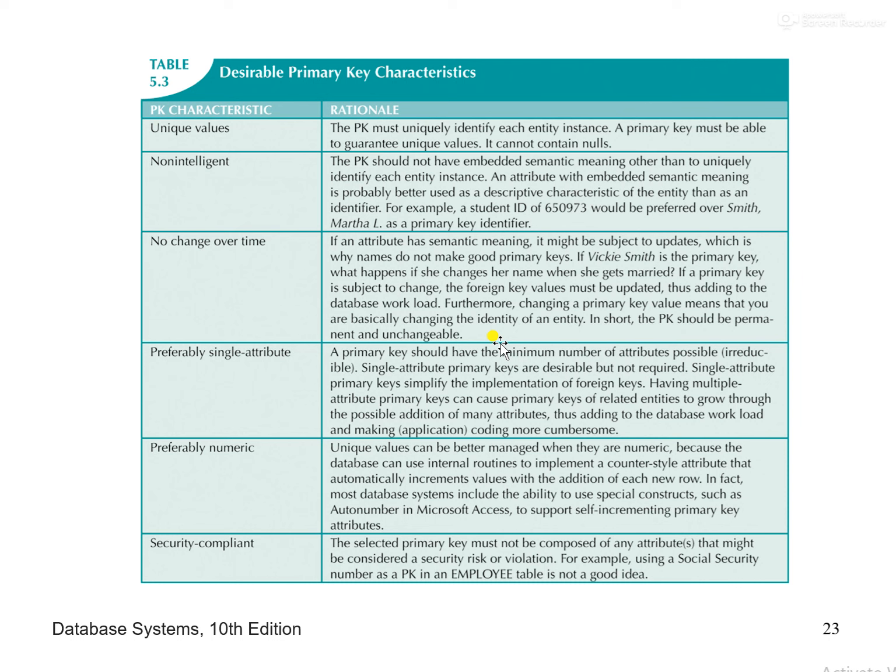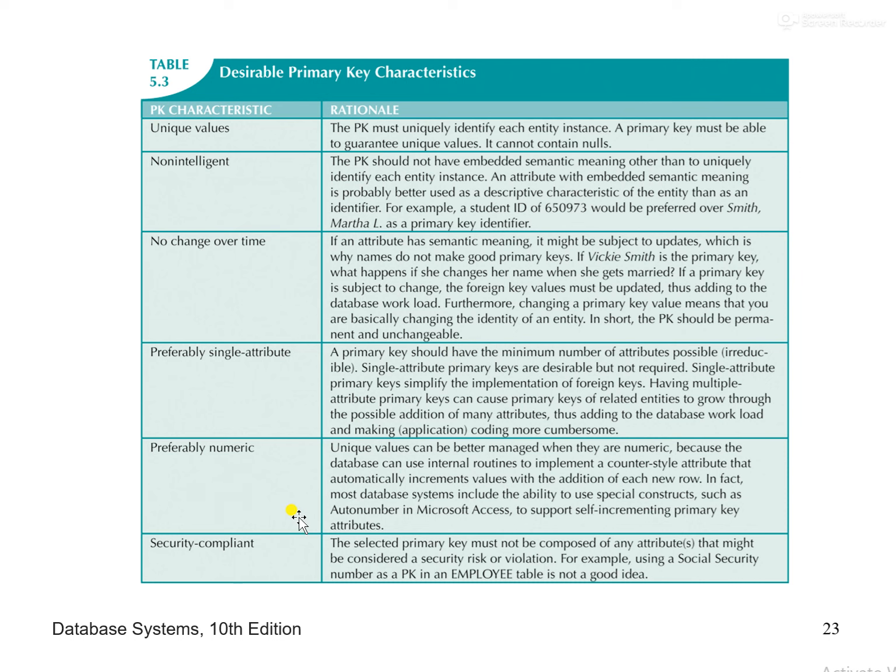Okay, preferably a single attribute. That is, wherever possible we should choose only a single attribute as a primary key. We should not go for the idea of a composite key. A composite key you should choose only when you cannot have a single attribute which satisfies the criteria of a primary key. But wherever possible we should choose a single attribute as a primary key. We should not go for a composite key.